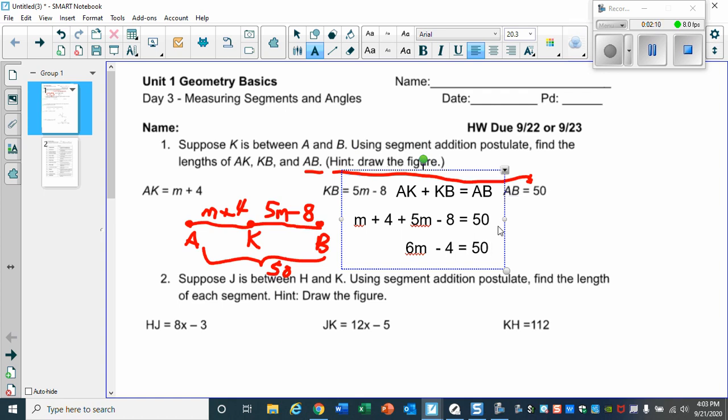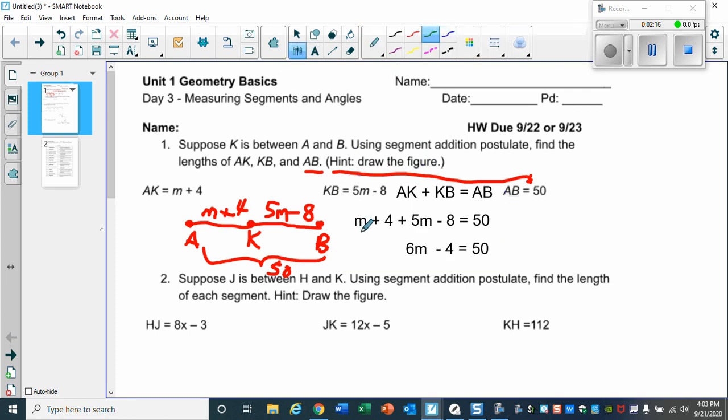equals 50. Don't forget to highlight or underline your terms as we combine. Now our next step is to take the 6m minus 4 and solve for m. So that's your next step.